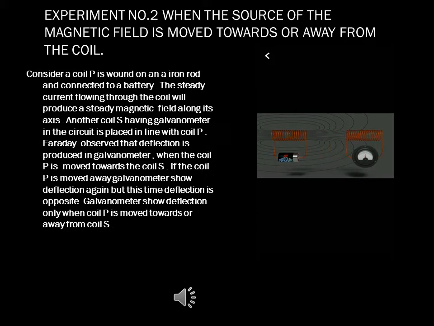Now, let us move the first coil, keeping the second coil stationary at its place. In that case also, we will observe that a voltage is induced across the second coil. In this case also, the pointer of the galvanometer deflects.